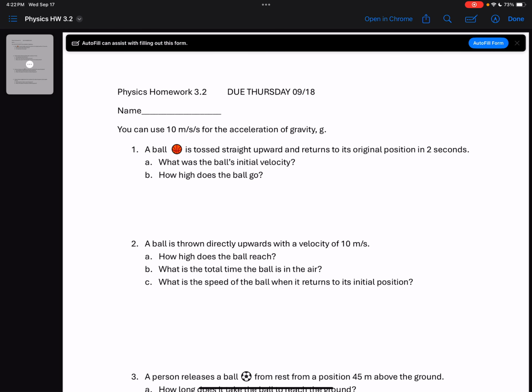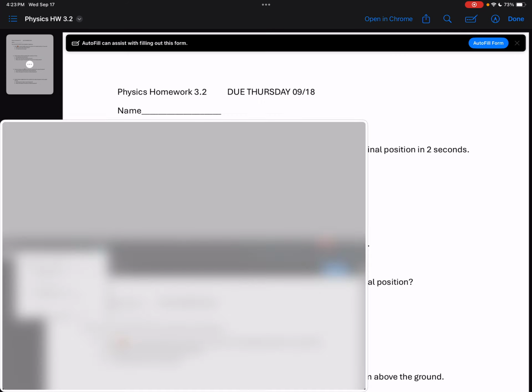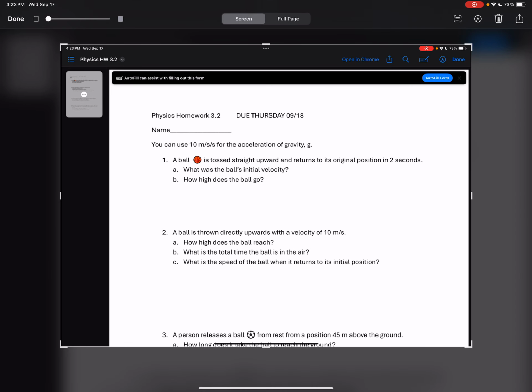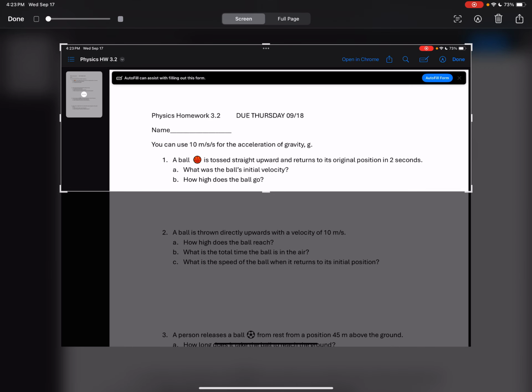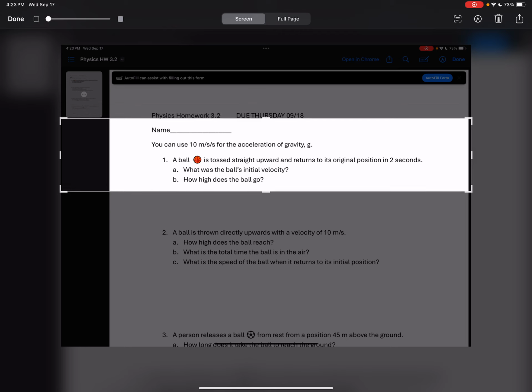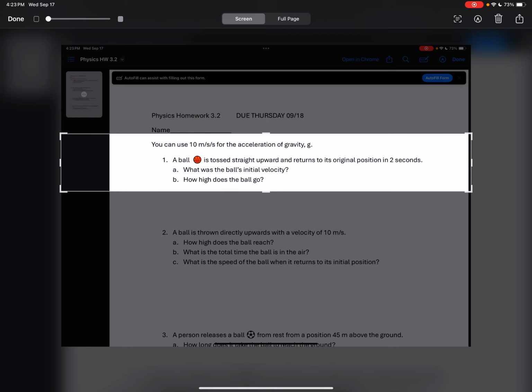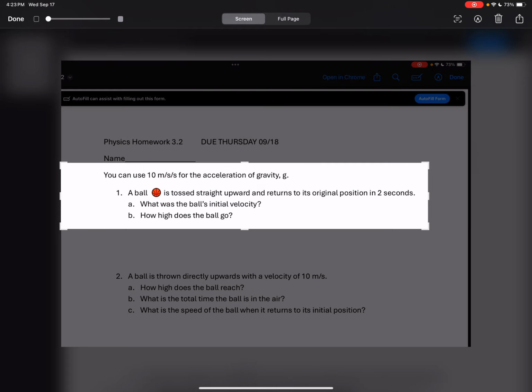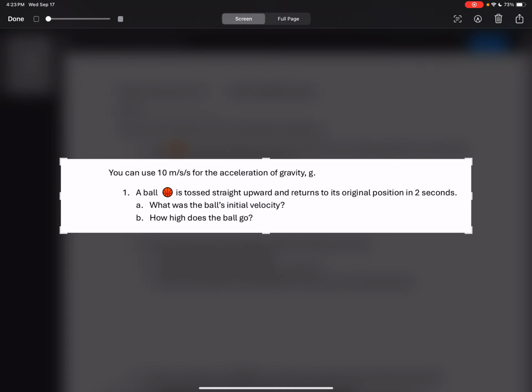We are going to work out some problems here on Physics Homework 3.2. We've done these already in class, but I'm going to work them again in case you need some reinforcement. We're going to use 10 meters per second squared for the value of little g. That's the acceleration of gravity near the surface of the Earth. All right.